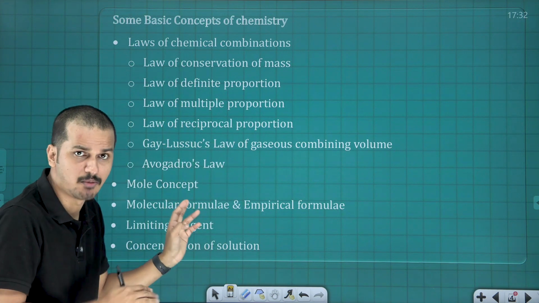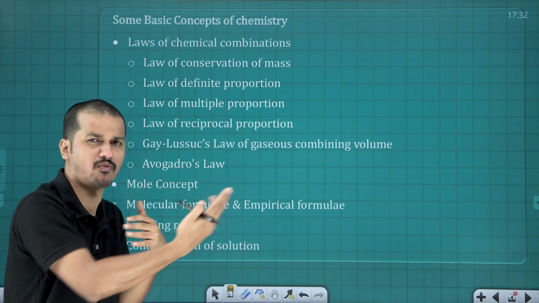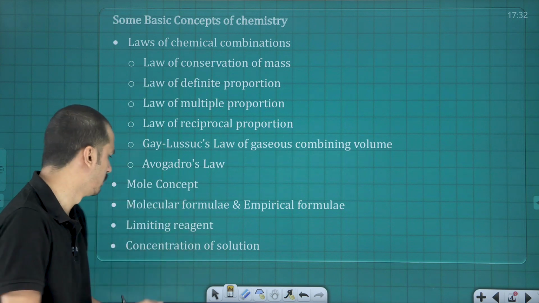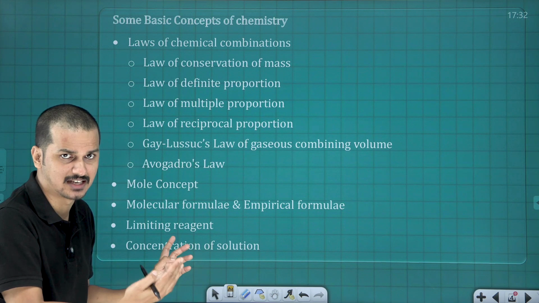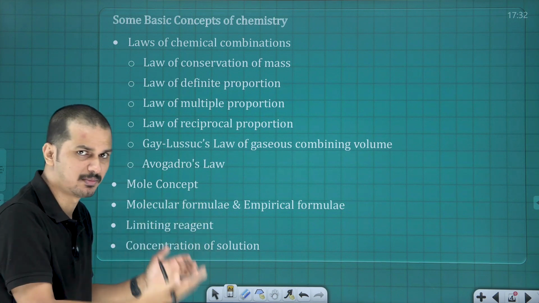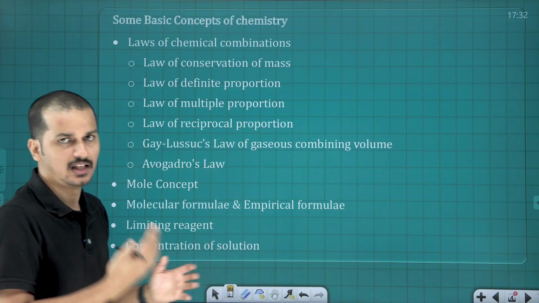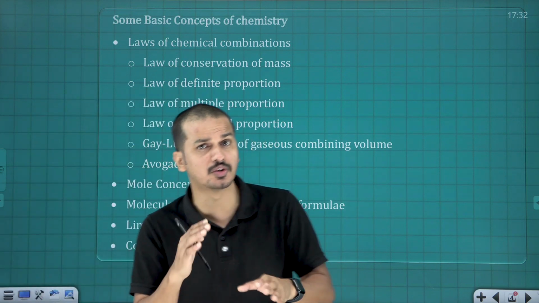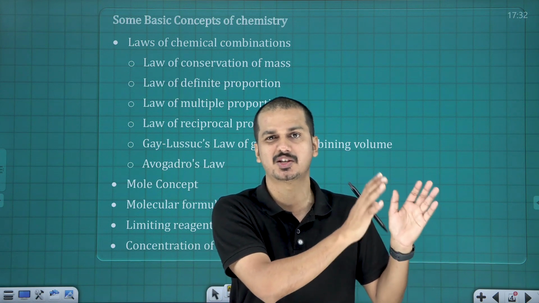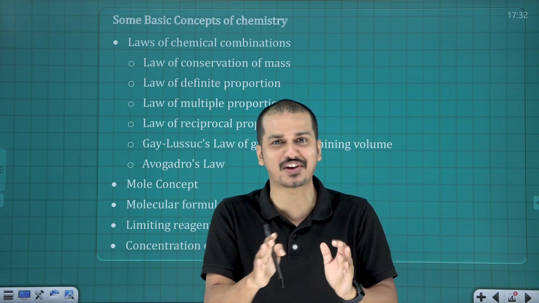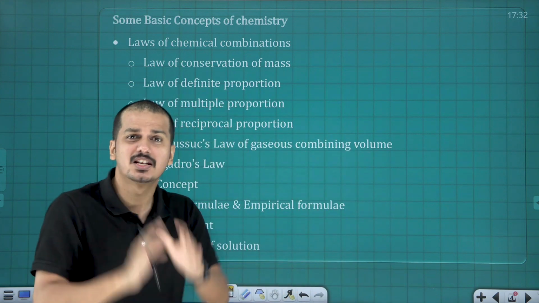Then again, mole concept. What is a mole? What is the number of moles, its mass relation, and its volume relation? All these ideas we have to go through. And then molecular formula and empirical formula. Then limiting reagent during a reaction: what is limiting reagent, what is excess reagent. Then concentration of solution. For reactions in solution, we must know the concentration expressing methods like molarity, molality, normality, mass percentage, volume percentage, mole fraction. These are the important ideas from the chapter, some basic concepts.